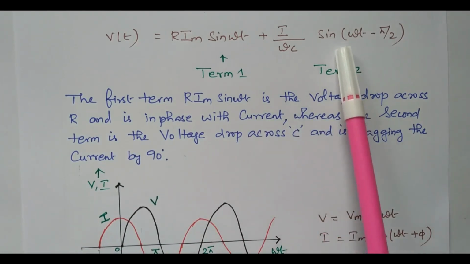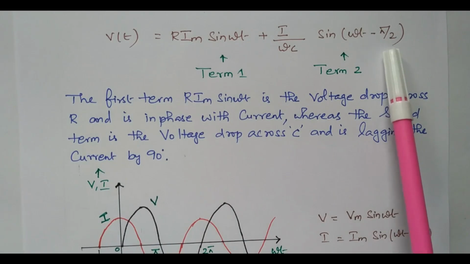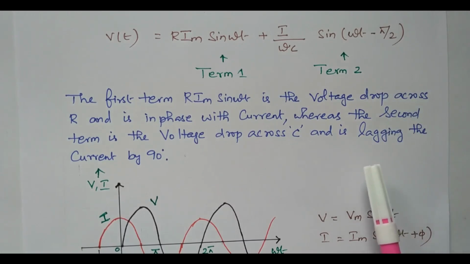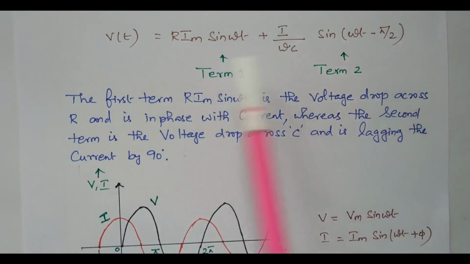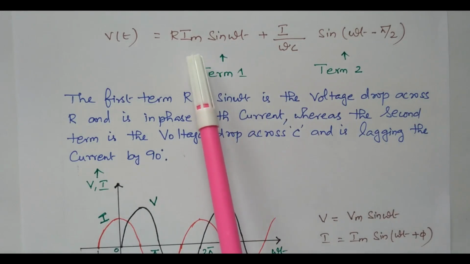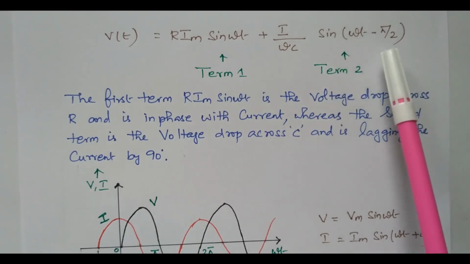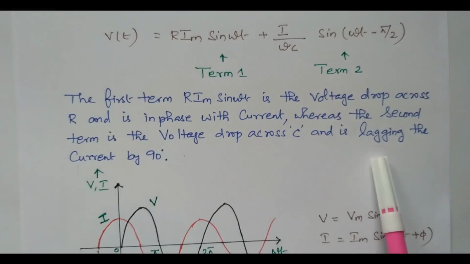The second term refers to the voltage drop across the capacitor. See here, minus pi by 2 is available. That is, the current is leading or the voltage is lagging the current by 90 degrees. That's why, in the phasor diagram, the voltage drop of the capacitor is drawn downwards. So from these two terms we can easily identify that the voltage drop across the resistor is in phase with the current, and the voltage drop across the capacitor is lagging the current by 90 degrees. There is a phase difference of 90 degrees. The current is leading or the voltage is lagging.